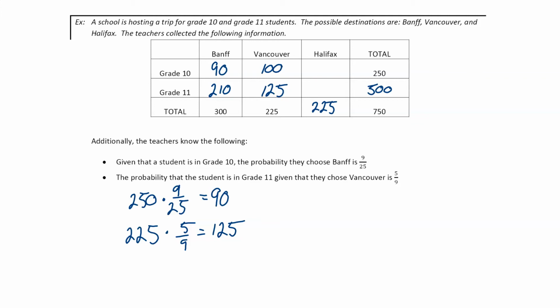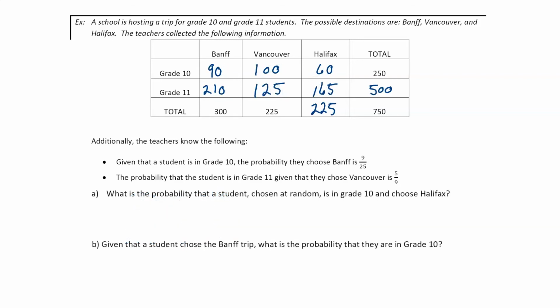Now we can go across the rows. We've got a total of 500 grade 11 students, and right now we've got 335 of them. So we need another 165 to fill that up, and we can work either way. Now with this one, we've got 190 out of 250 going to Banff and Vancouver, so that means we need 60 going to Halifax. With that information now, we've managed to complete the contingency table.